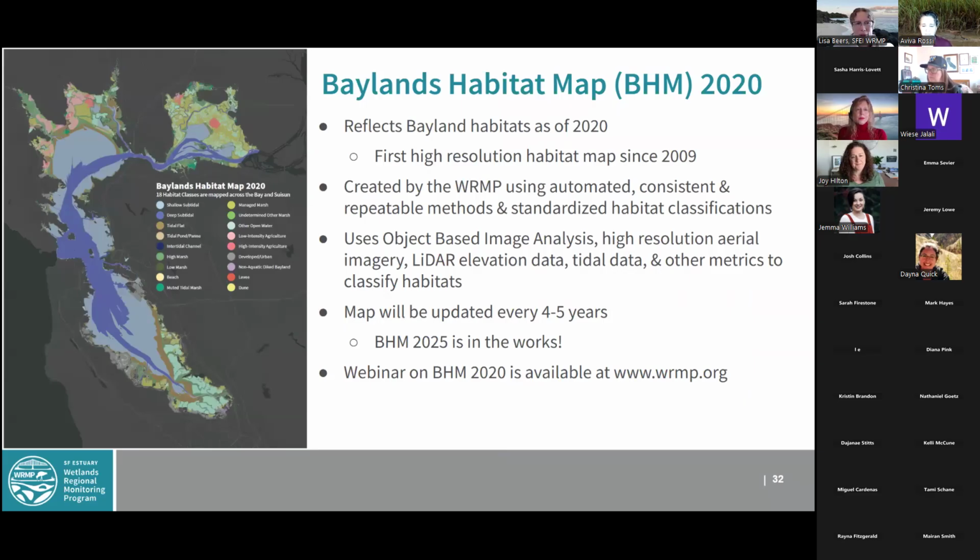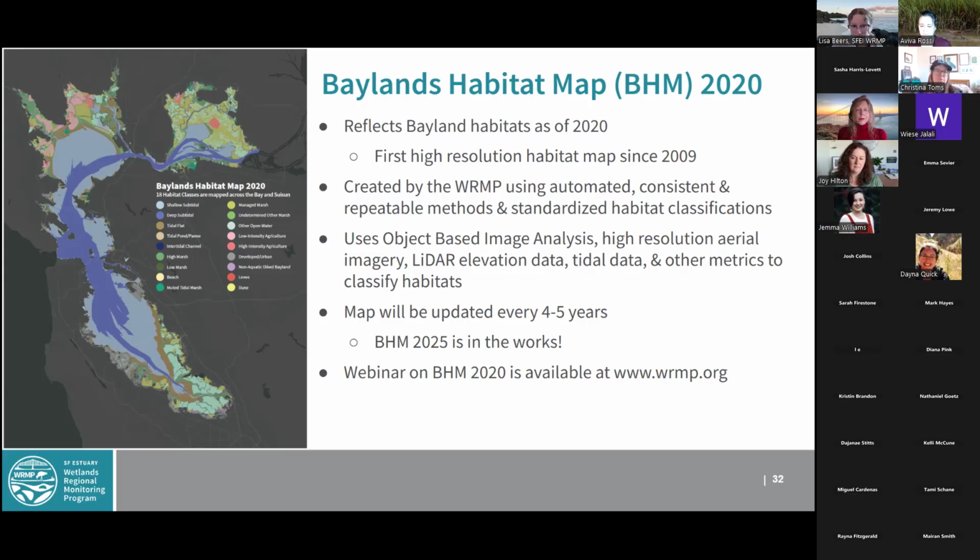So the Baylands Habitat Map 2020 was developed in 2024, but it reflects the habitats as of 2020. And it is the first high-resolution habitat map since BARI, which represents conditions in 2009. It was created by the WRMP using automated, consistent, and repeatable methods, and includes standardized habitat classifications so that when we do future updates, like we are about to do this year for conditions in 2025, we know that we're comparing apples to apples when we are looking at our habitat map.